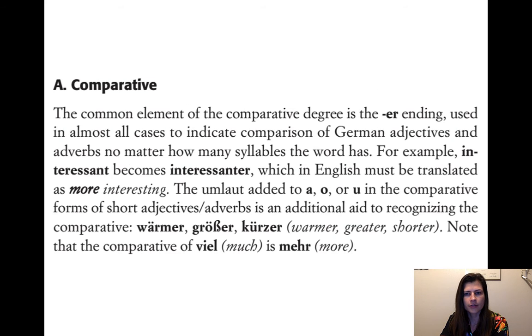So we have the comparative we just did. You add the ER, and then you might expect, it sounds a little weird to say interestinger. You have to say more interesting in English, but you just don't worry about the number of syllables in German. And then you add umlaut to one-syllable words most of the time. Viel and mehr. Okay, so let's look at some superlatives.